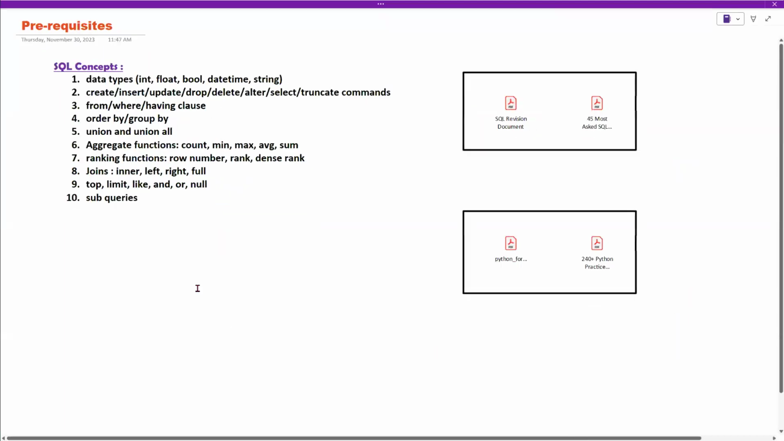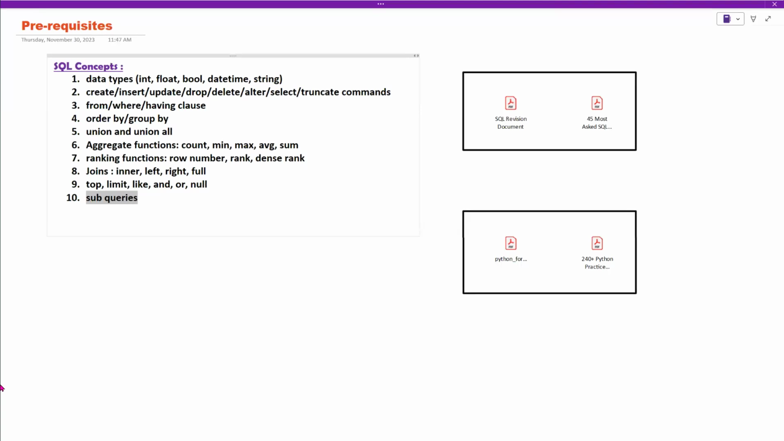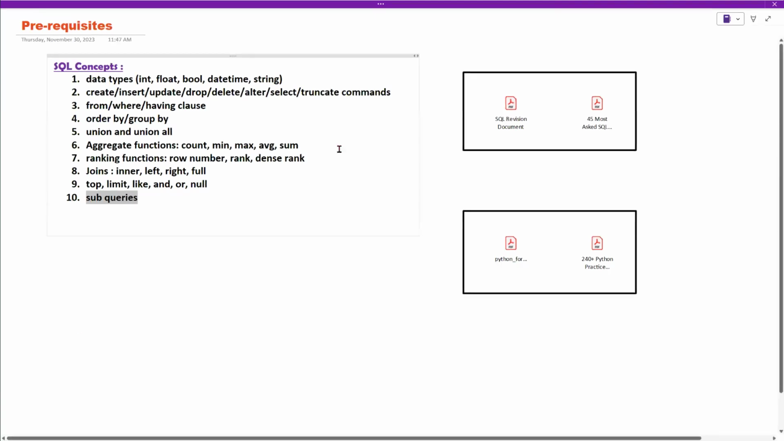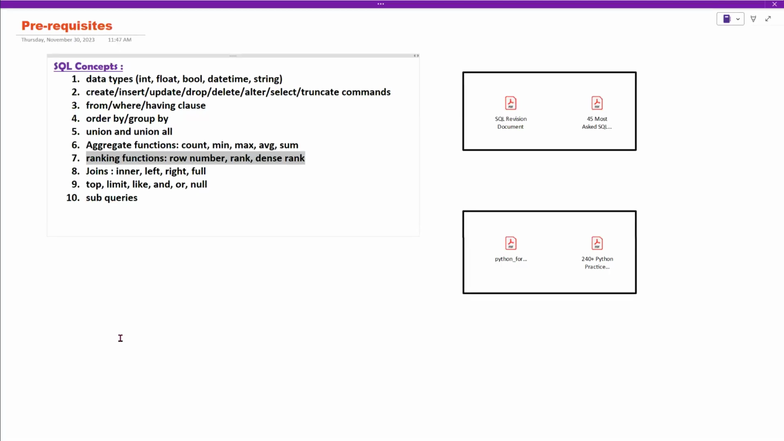CT is not written here. CTEs are subqueries, one and the same, I would say. Okay, so a CTE you define one time, like a window function. Window and ranking functions are both the same, right? Okay. Row number, rank, and dense rank are nothing but window functions, right?